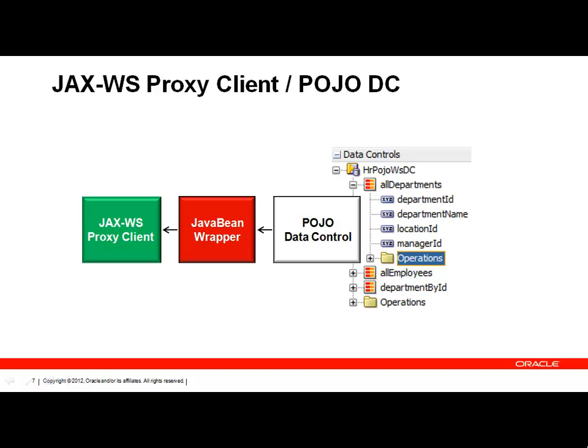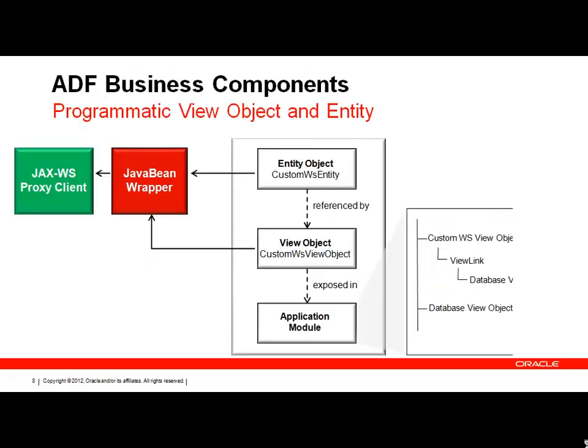Once you did this, you see the data control palette showing all the collections and the methods that are contained in the web service access and exposed through the Java Bean wrapper, so that the application developer now can drag and drop collections to the page and render them as forms or tables.